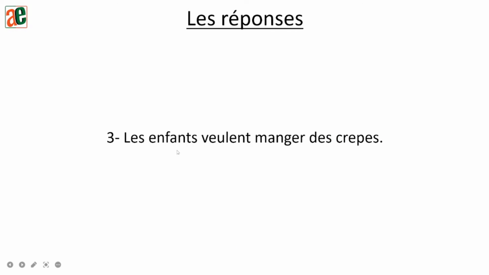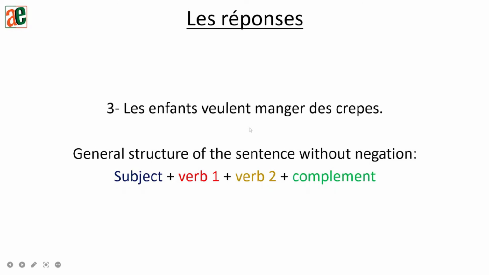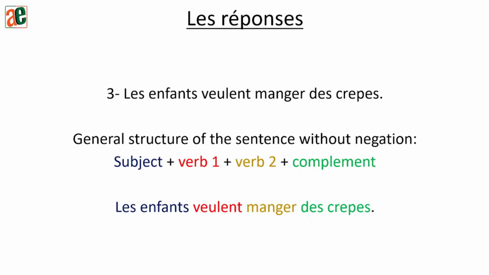Third sentence. Les enfants veulent manger des crêpes. Let's have a look at the structure of our sentence. Here, we have the subject, then verb 1 and verb 2, then the complement. Let's color each part so that we'll be able to see the different parts. Les enfants is the subject. The verb 1 is veulent. Manger is the verb 2. And des crêpes is the complement.